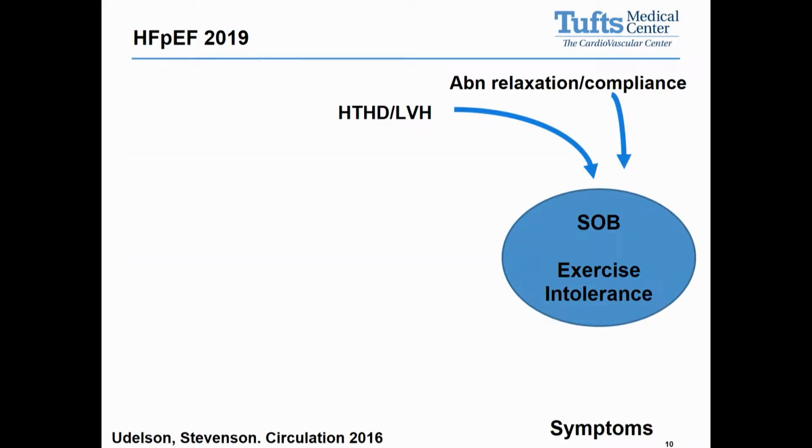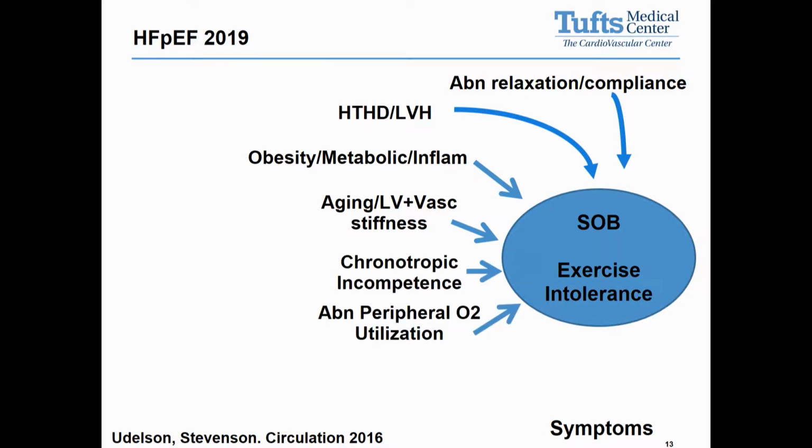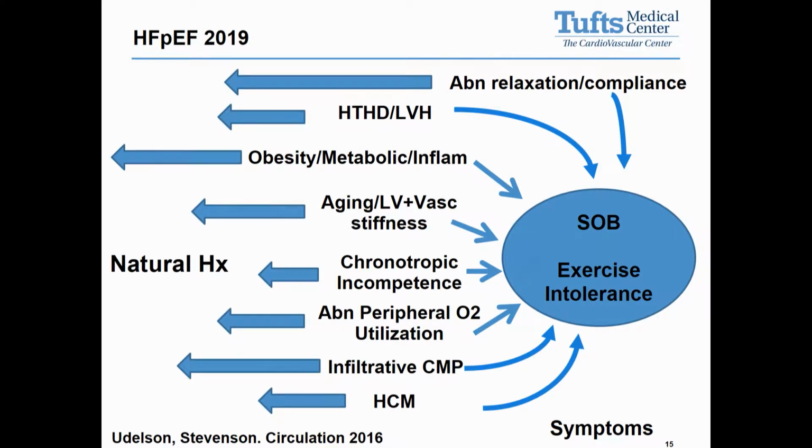And now we think of HFpEF as a clinical syndrome with lots of different inputs. You can have, yes, abnormal diastolic function, relaxation and compliance, hypertensive heart disease, vascular and ventricular stiffness. You can just have obesity and the metabolic syndrome, and an inflammatory milieu seems to be able to cause HFpEF. You can have chronotropic incompetence all by itself and cause HFpEF, et cetera. Some people, of course, have amyloid. Others have hypertrophic cardiomyopathy. And all of these people have different natural history projections. So this is not actually unlike what we've been talking about here in the last couple of days.